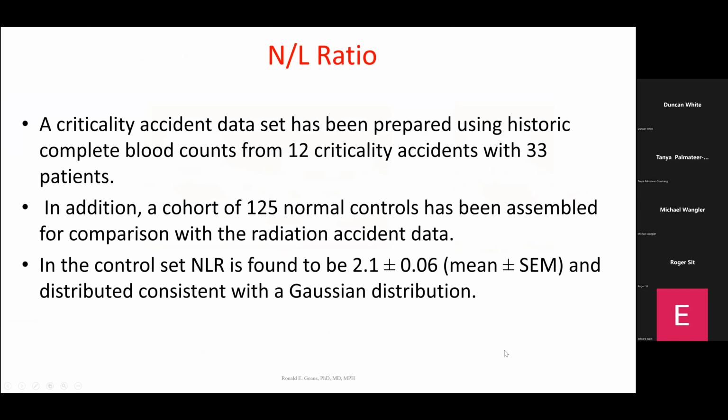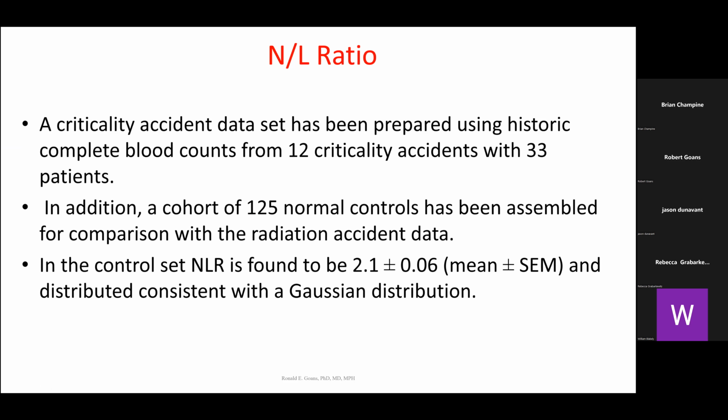So looking at the neutrophil lymphocyte ratio, we have put together a criticality accident data set using historic complete blood counts from 12 criticality accidents with 33 patients. This is from the accident registry at the Radiation Emergency Assistance Center and Training Site. In addition, I've put together a cohort of 125 normal controls.